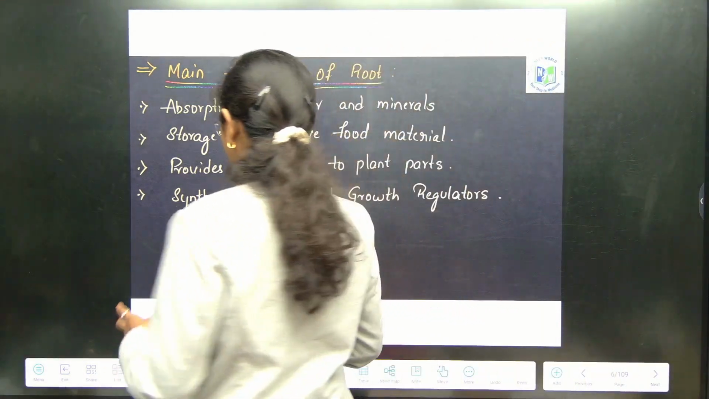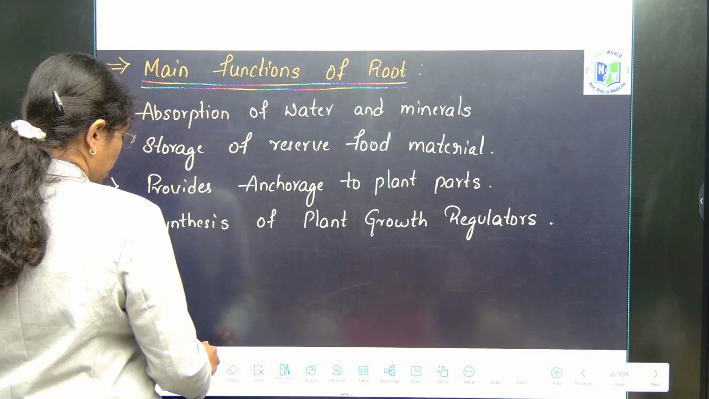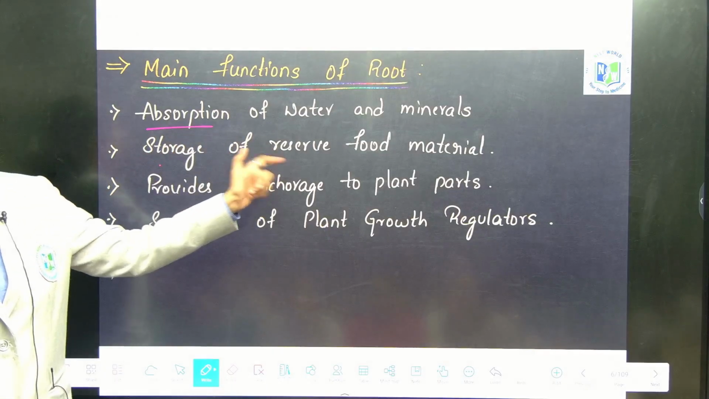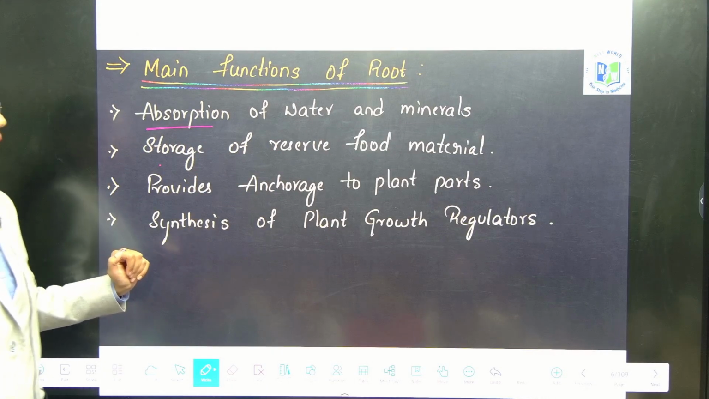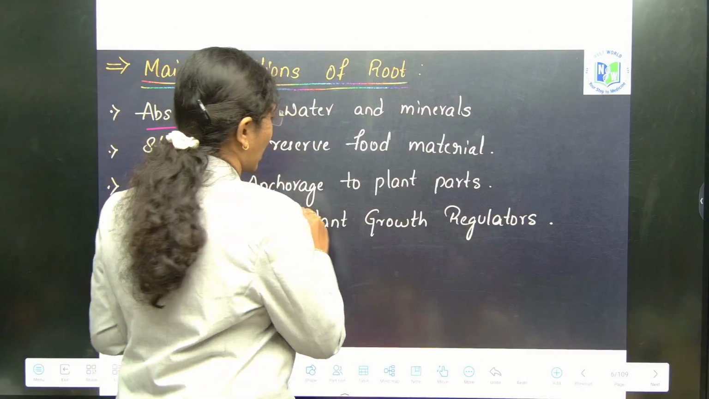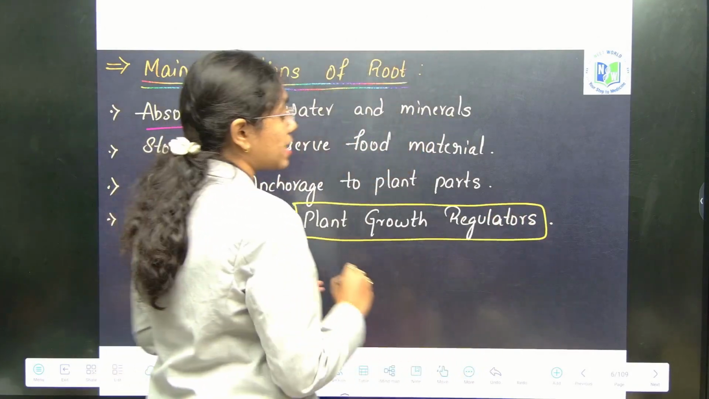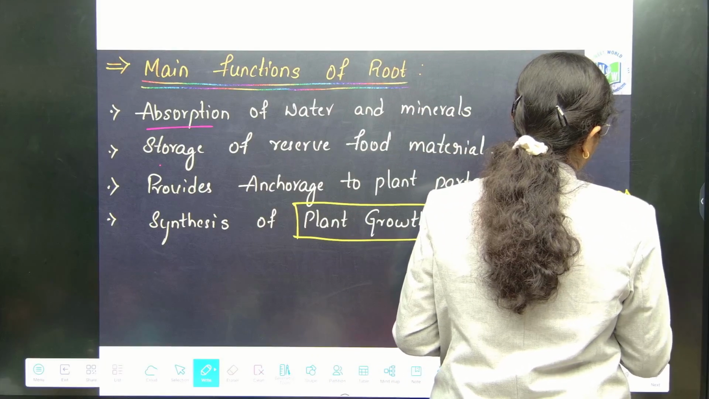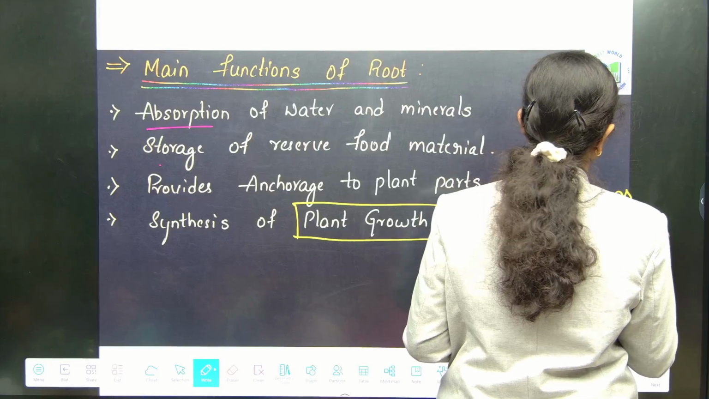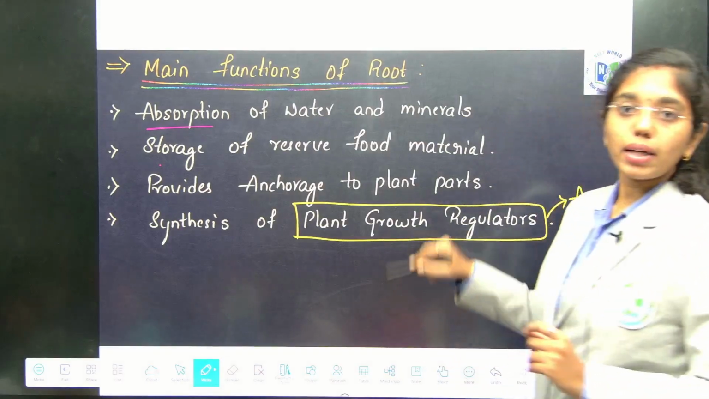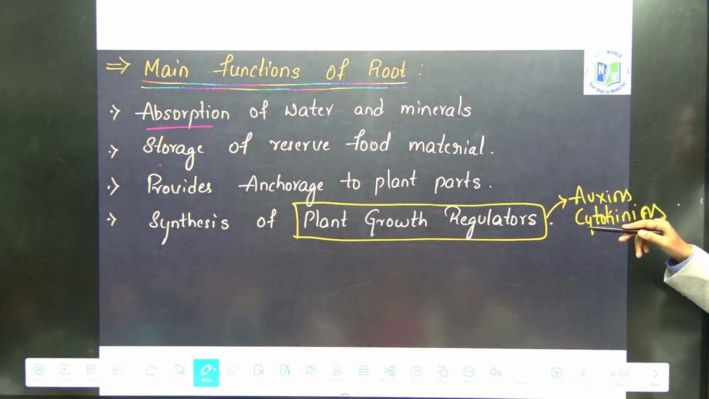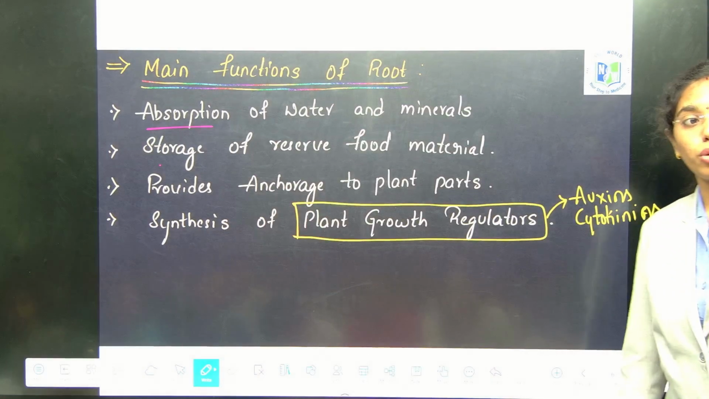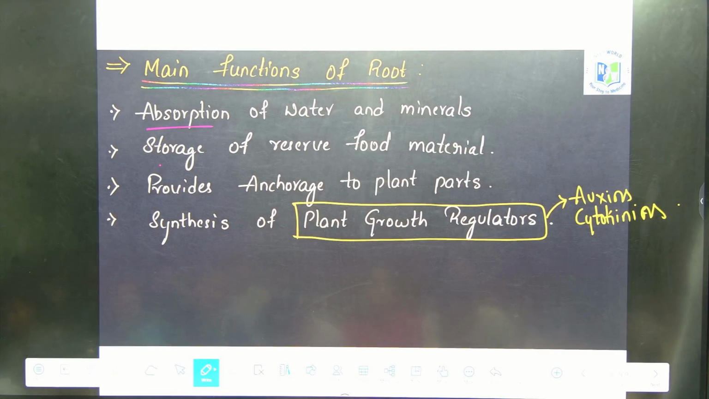What are the main functions of the root? Main functions of the root include absorption of water and minerals, storage of reserve food material, provides anchorage to the plant axis, and mainly it synthesizes plant growth regulators, majorly auxins and cytokinins. Auxins and cytokinins. Fine ma. What are the main functions of root systems? Water and minerals, storage of reserve food material, provides anchorage to plant axis and plant growth regulator.